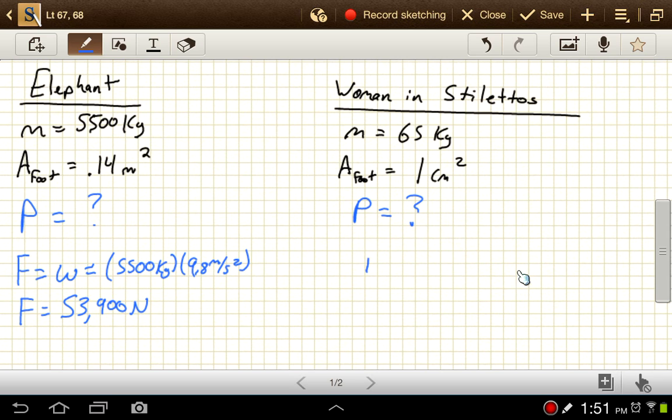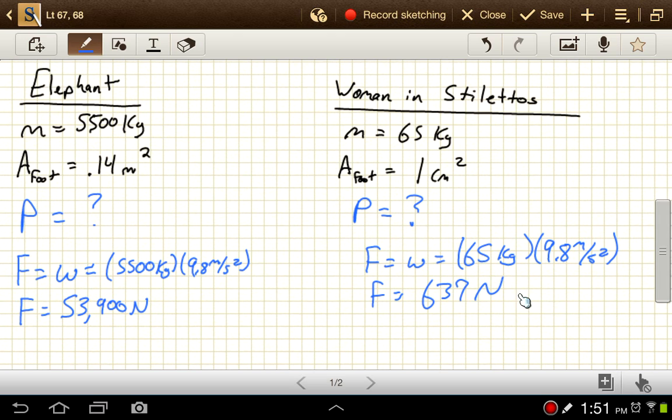And over here, force is equal to the weight, which is going to be her mass, 65 kilograms, times 9.8 meters per second squared. And we get 637 newtons there. So we can see the elephant has a much larger force being applied to the ground, as a result of its larger mass and therefore larger weight, but we still need to figure out areas and how that impacts this.